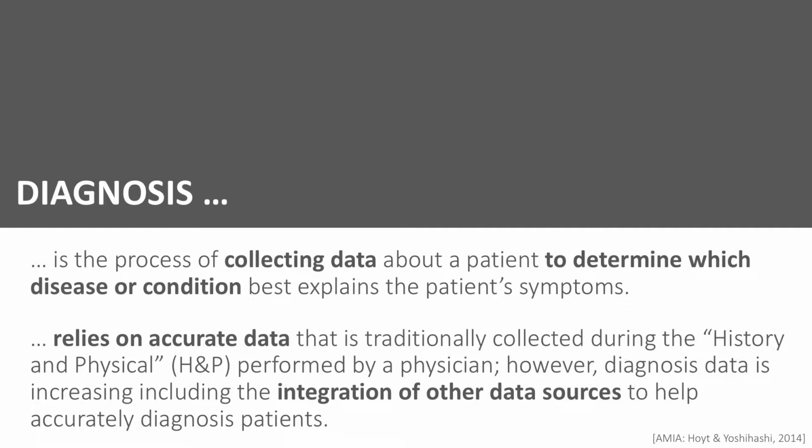Clinicians make educated guesses based on their own experience and practice in order to determine what is wrong with a patient. Now, this diagnosis process relies on accurate data, which is traditionally collected during what we call the history and physical, or H&P, part of a patient's visit. The H&P is when a doctor or nurse talks with the patients about their medical history, previous medications, allergies, etc., and then performs a physical and visual assessment of the patient to best understand his or her physical condition. However, as stated in this definition, diagnosis data is starting to include the integration of other data sources, aside from just H&P data, in order to help clinicians accurately diagnose patients.